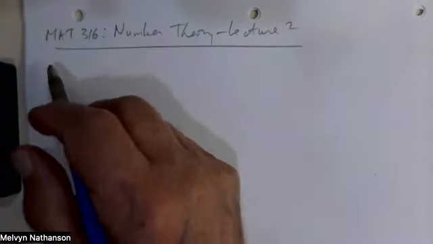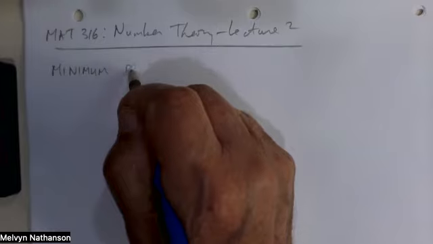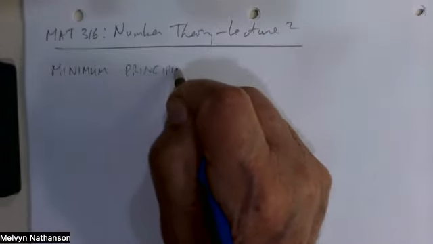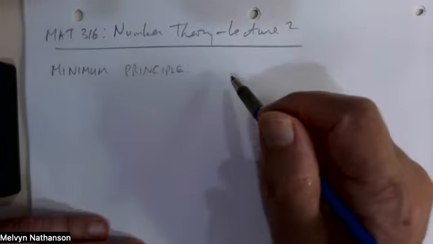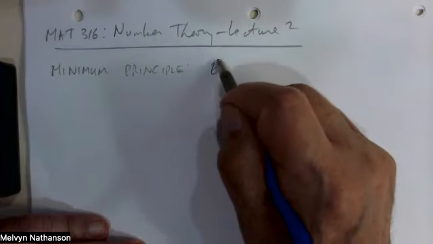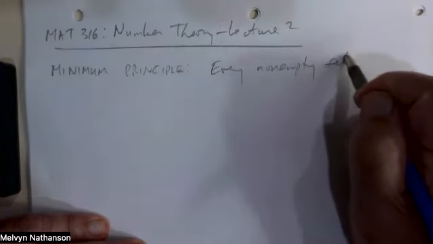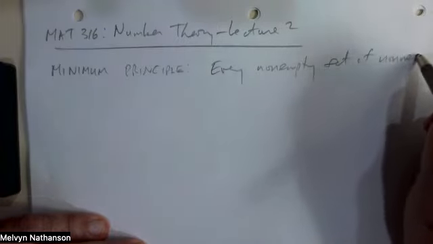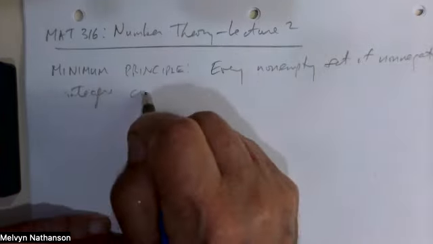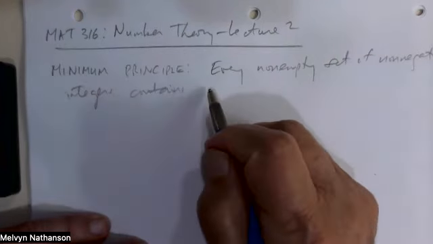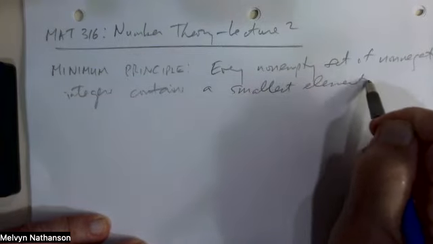So I started off by stating the minimum principle, which is the basic axiom we use everywhere in number theory, which says that every non-empty set of non-negative integers contains a minimum or a smallest element.